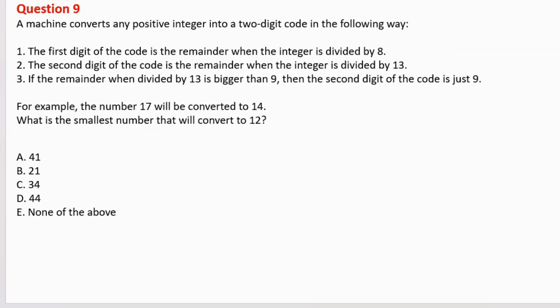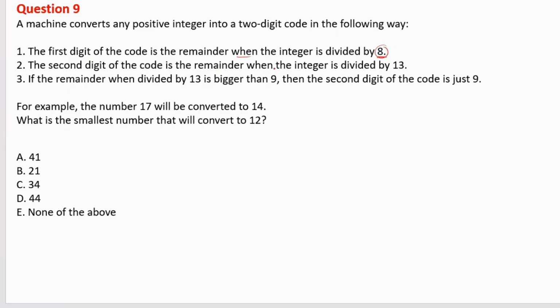Coming to next question. A machine converts any positive integer into a 2-digit code. We have to find the 2-digit code. Okay, they have given some conditions for that. This is a very interesting question. The first digit of the code is the remainder when the integer is divided by 8. Okay, when I divide any integer by that, that remainder is the first digit of the code.